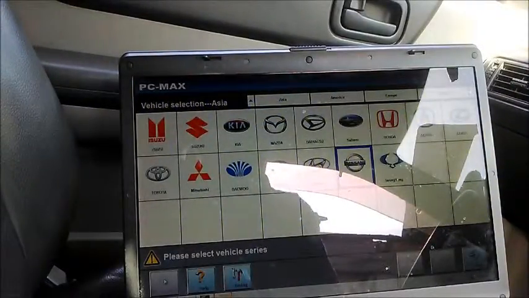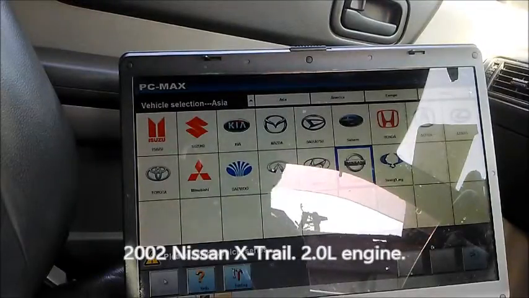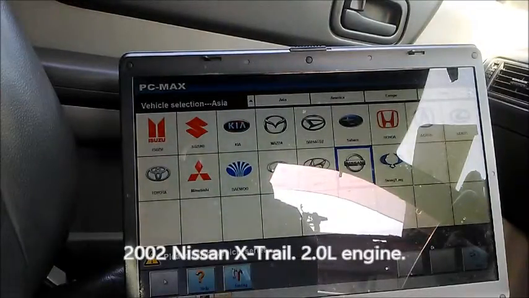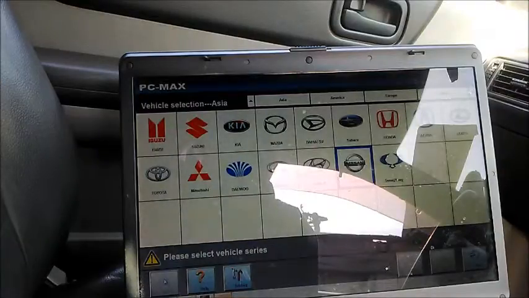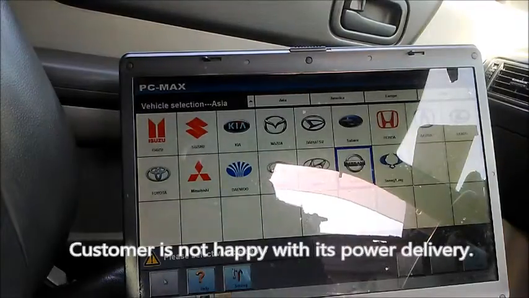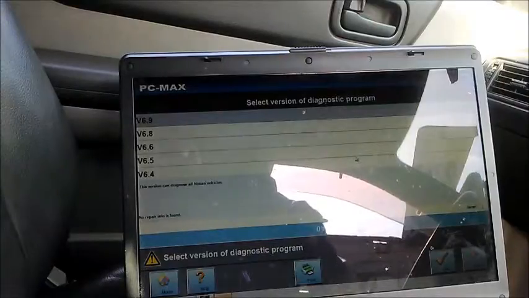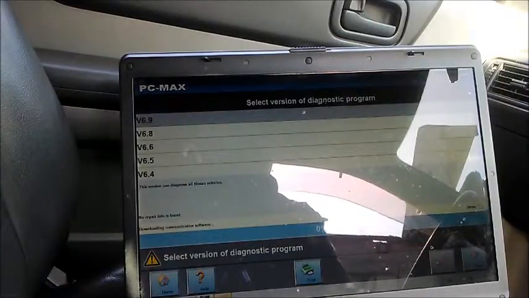We have a case here today of a Nissan X-Trail 2002 model year. Nissan X-Trail with a 2-liter engine, naturally aspirated. The customer complains about low power. I have driven the vehicle.